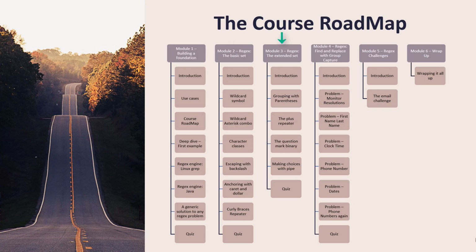The third module is the extended regular expressions set. Here, we first go through an introduction, then we take a look at the parenthesis symbol and how we use it in combination with repeaters. Next, we look at the plus repeater symbol, following which we look at the question mark binary repeater symbol. Finally, we look at the pipe choice symbol. With this, we will conclude the extended regular expressions set with a quiz on Module 3.